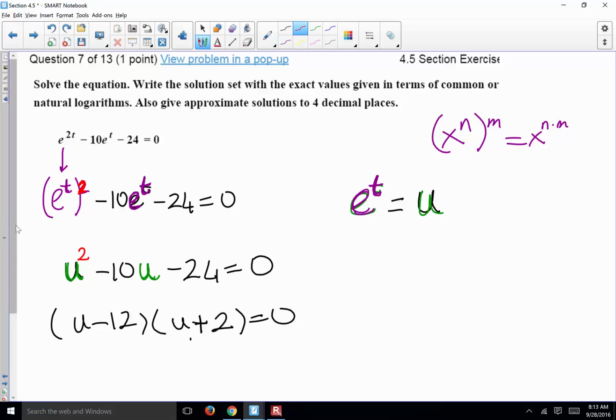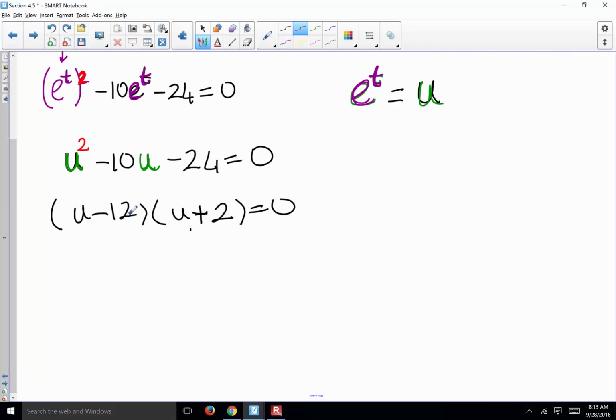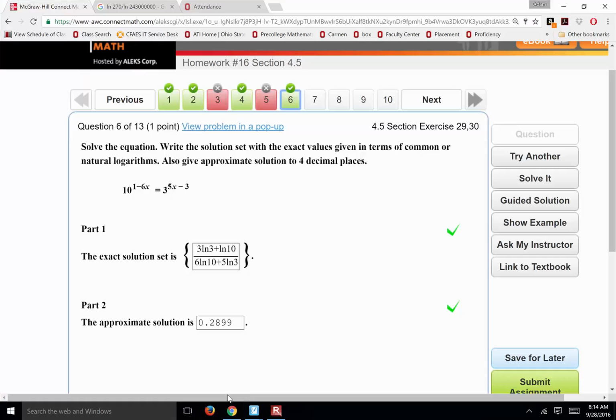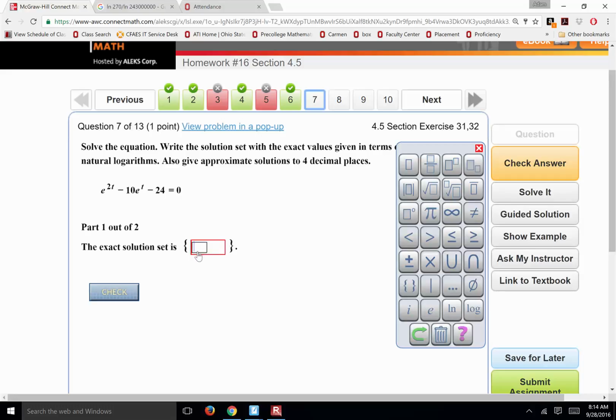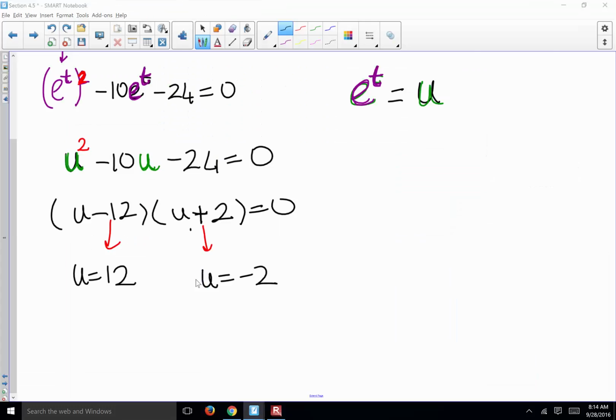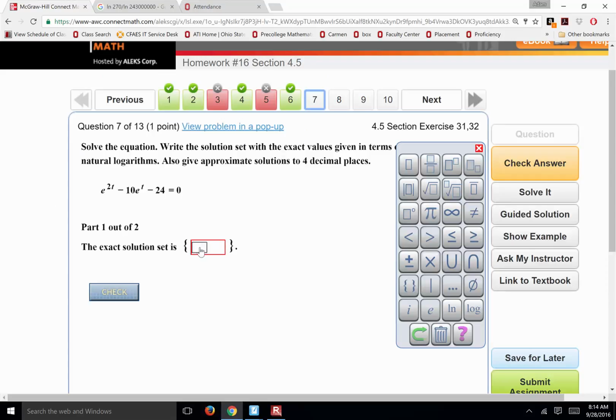So we got two solutions. Now we set each factor equal to 0. We get u equals 12, u equals minus 2. Are we done? Can we go ahead and say the solution is 12 and minus 2? You can try that. But what do you expect to get? 12 and minus 2? I'm not even checking this. This is incorrect. Why?